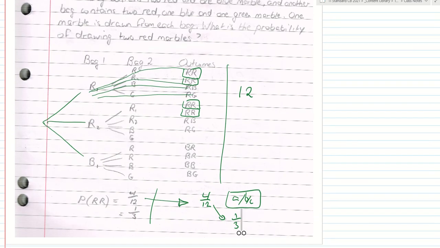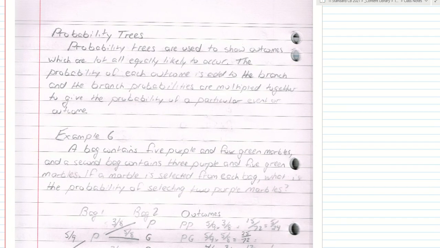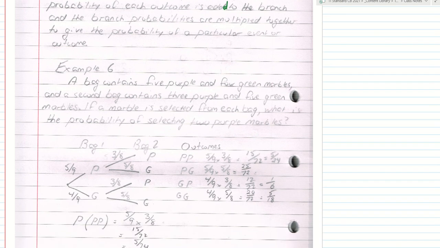Okay, so we're looking at our trees and our tables, and all of those are equally likely when we put them in. Let's have a look at probability trees now. Probability trees are used to show outcomes which are not equally likely to occur. The probability of each outcome is added to the branch, and the branch probabilities are multiplied together to give the probability of a particular event or outcome.